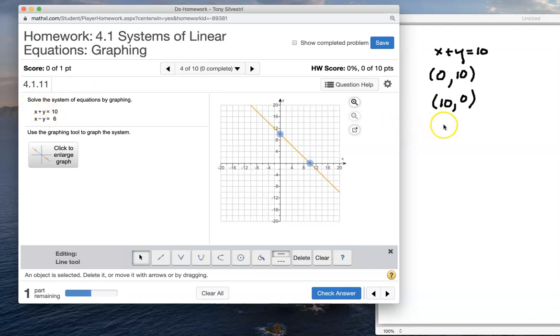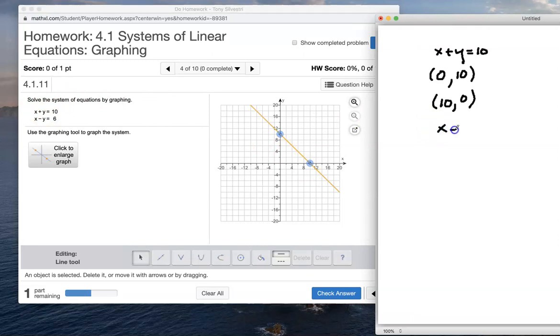Now we do the same thing for x minus y equals 6. We need 2 points. When the x's and y's are in the same spot, what we use are the intercepts. If x is 0, what does y have to be? Well, if x is 0, this term is not even there. You're left with negative y equals 6. If I divide both sides by negative 1, y will be negative 6.